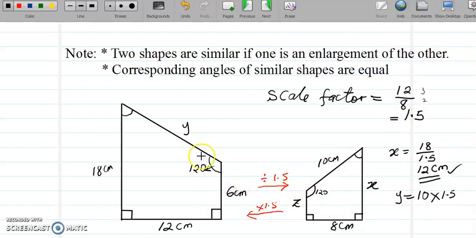So the y value will be 15 cm. And for the z value, since the large side is 6 and I want the small size, I simply divide 6 by 1.5. That gives us 4, so z is 4 cm. So that's how we convert the enlargement to the small size, or the small size to the enlargement.